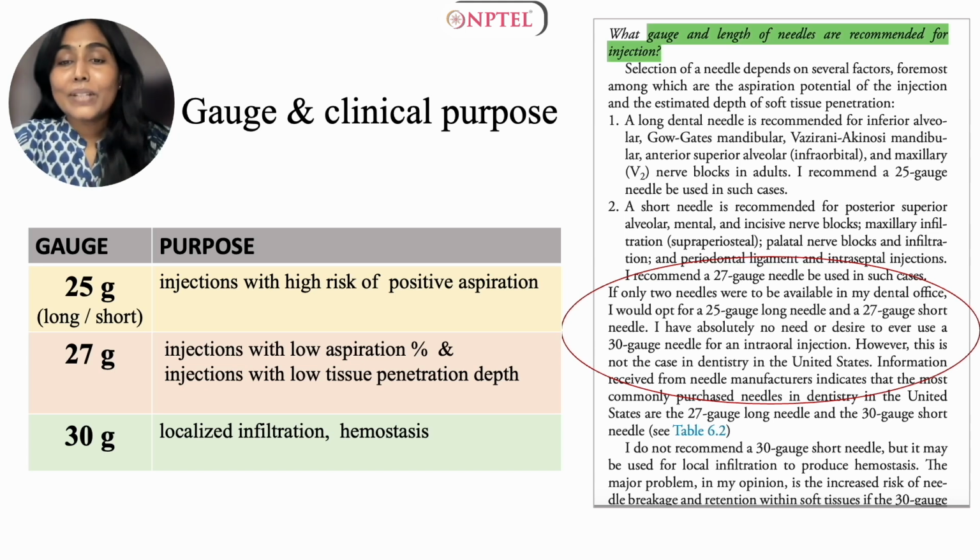Now, here is a very interesting statement from the Master of Local Anesthesia, Sir Malamed himself. If I quote him, "If only 2 needles were to be made available in my dental office, I would opt for a 25 gauge long needle and a 27 gauge short needle. I have absolutely no need or desire to ever use a 30 gauge needle for an intraoral injection." That explains it all.